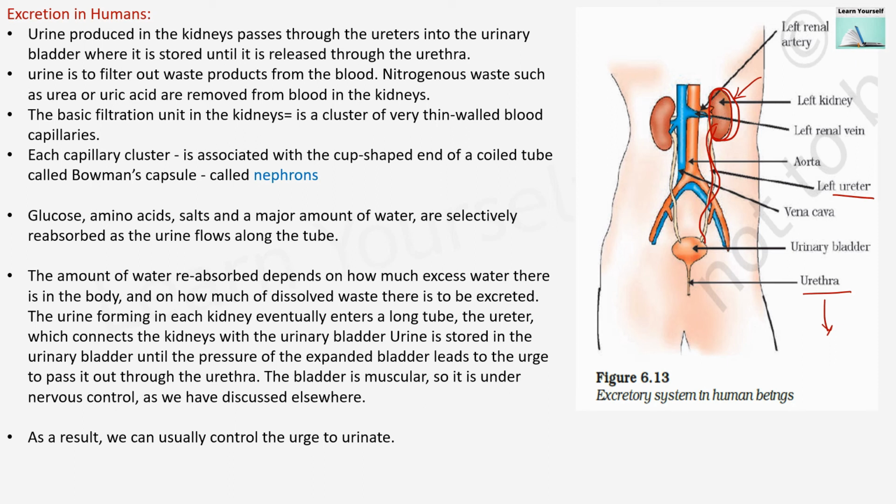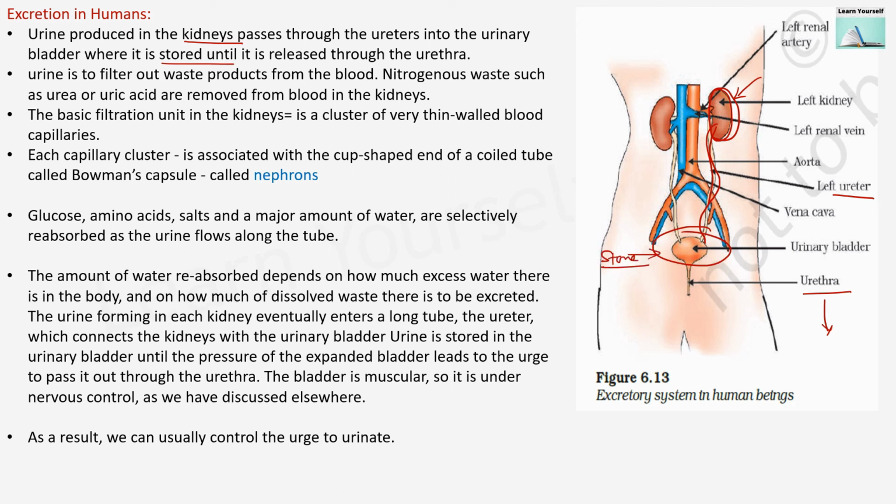Now let us understand the detail. The urine produced in kidneys passes through the ureters into the urinary bladder, where it is stored until it is released through the urethra. So this is a urinary bladder. It will store the urine.